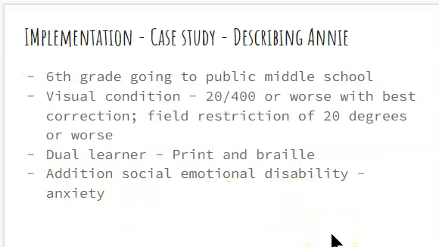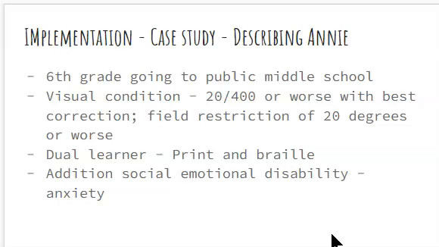I've been observing a student, let's call her Annie. She's in 6th grade and is enrolled in a public middle school. Annie has light perception in just one eye with an acuity of 2400 or worse. What this means is, what a sighted individual with 20/20 sees at 400 feet, Annie needs to get as close as 20 feet to see the details of the same target.